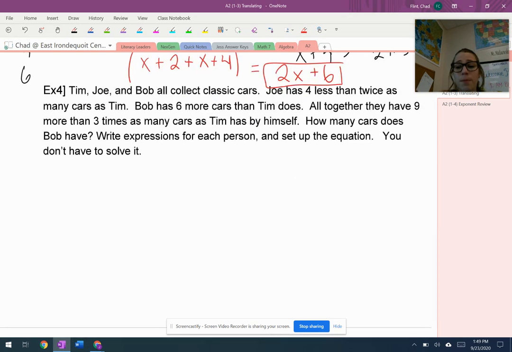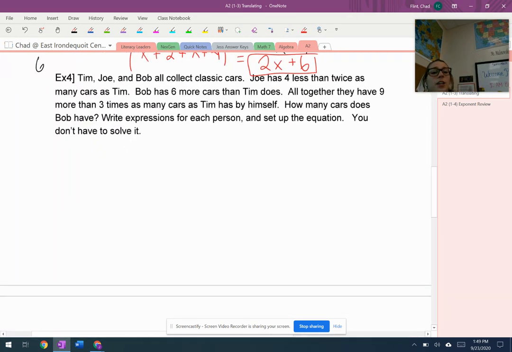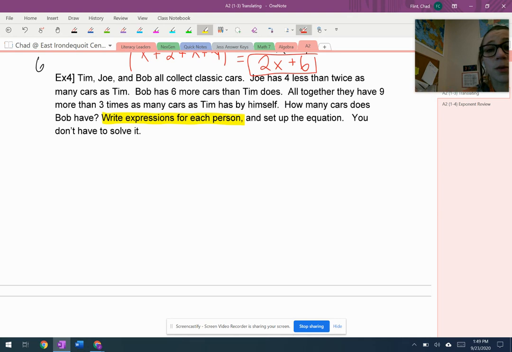All right, one last example. Tim, Joe, and Bob all collect classic cars. Joe has 4 less than twice as many cars as Tim, and Bob has 6 more cars than Tim does. Altogether, they have 9 more than 3 times as many cars as Tim. Key point here is that you're writing an expression for each person. So that's the kind of stuff where we come off to the side and we start with Tim equals, Joe equals, and Bob equals. And set up the equation. You do not have to solve it. So we're just figuring this out here.